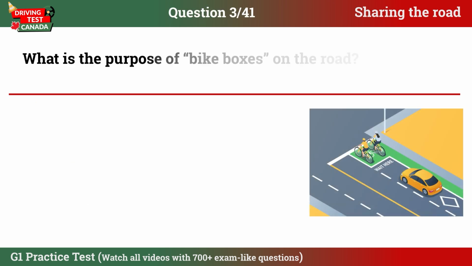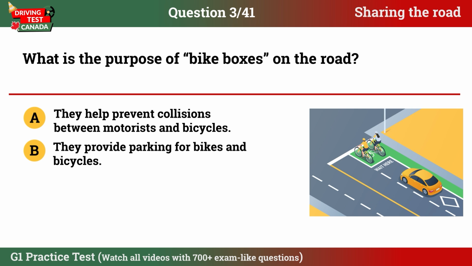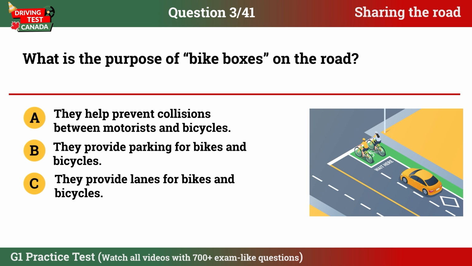Question 3. What is the purpose of bike boxes on the road? A. They help prevent collisions between motorists and bicycles. B. They provide parking for bikes and bicycles. C. They provide lanes for bikes and bicycles. D. None of the above.